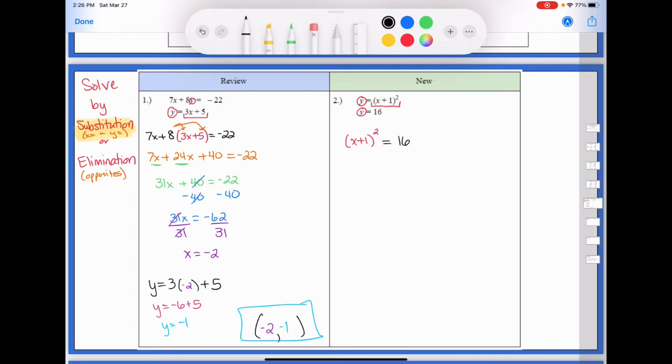You could think of it as the other way around too. It really doesn't matter which one you plug in since they both say y equals, right? Since they're both y equals, it means they equal each other. So whichever order you want.